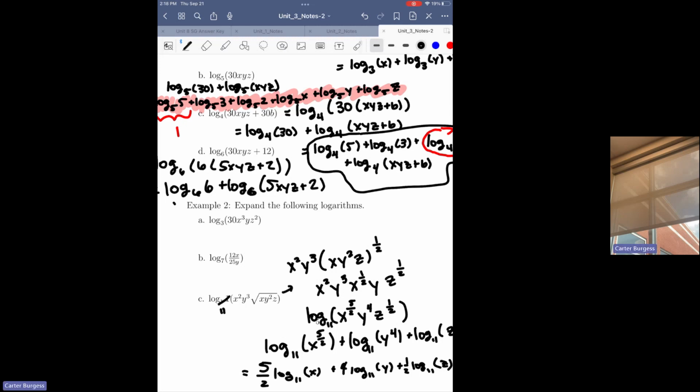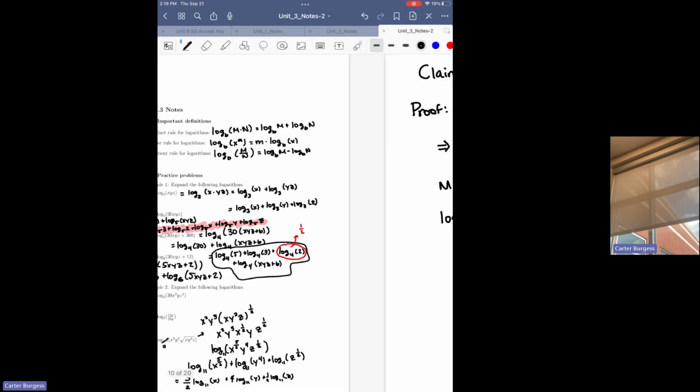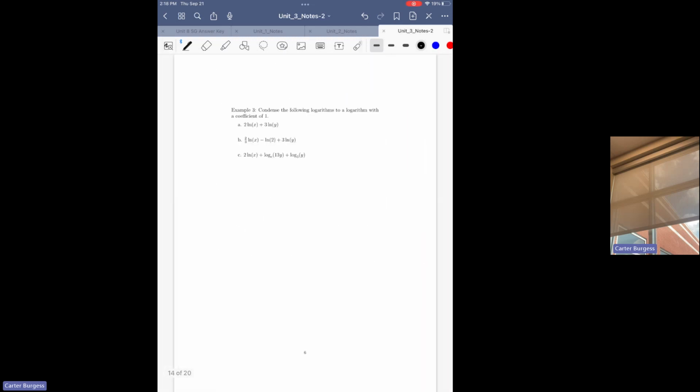All right, questions with where we are? We'll take a look at the other pieces from example 2. We'll do that tomorrow. And then we're also going to finish up example 3 tomorrow as well.